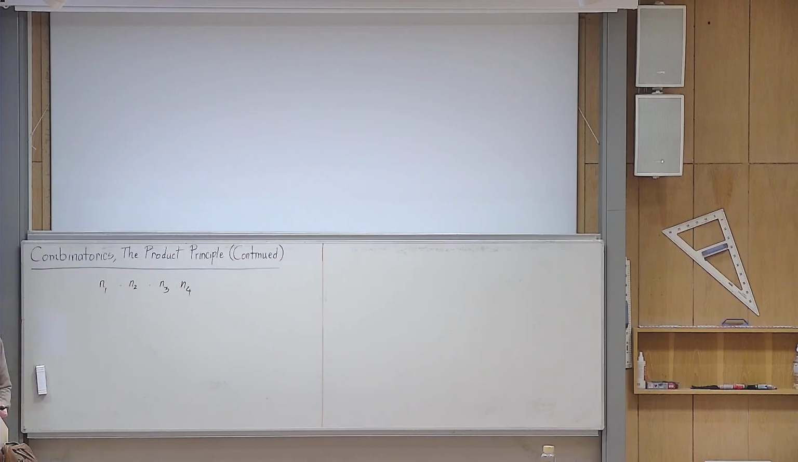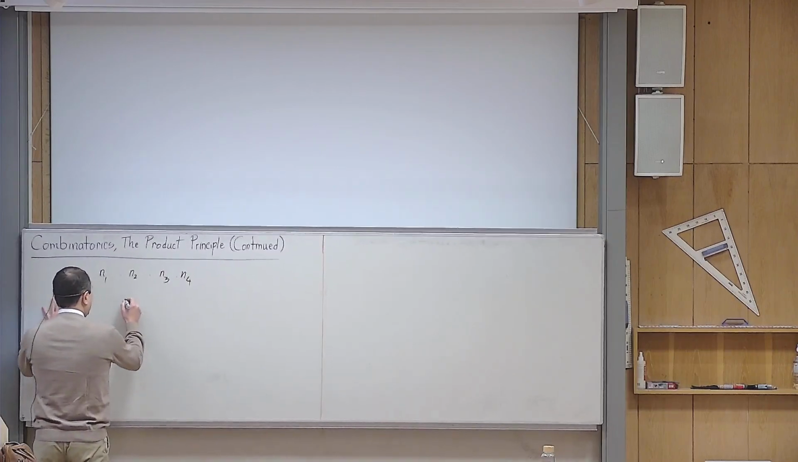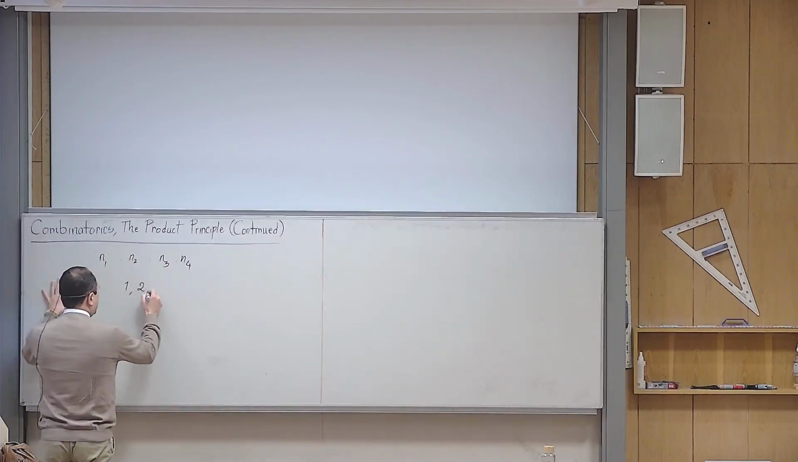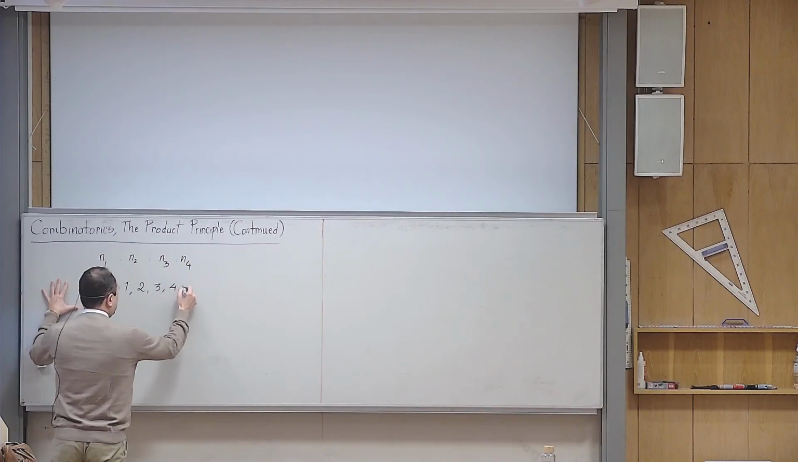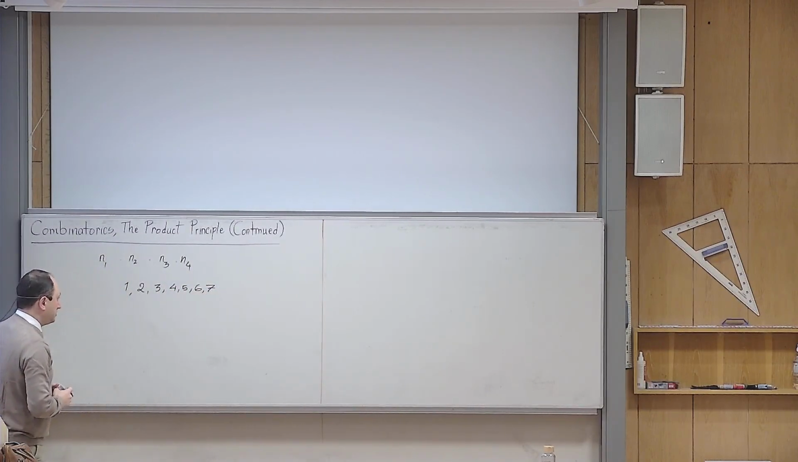Okay, so let us review. For example, let me just write it here on the board. So the digits that I have, let me write all of them, be patient. So 1, 2, 3, 4, 5, 6, and 7. So these are the digits I am allowed to use, and I want to write 3-digit numbers.